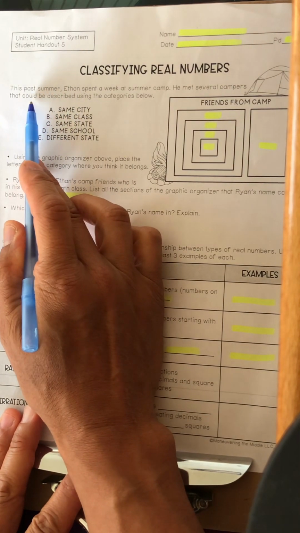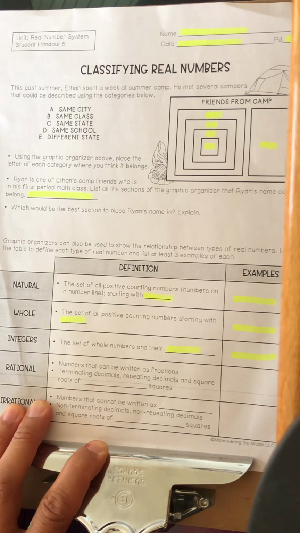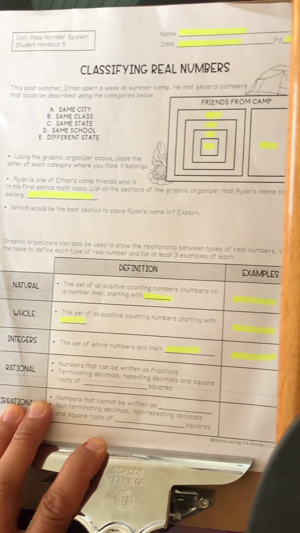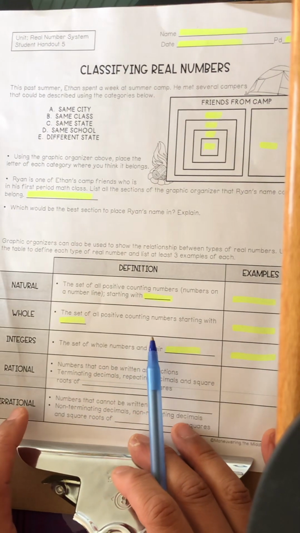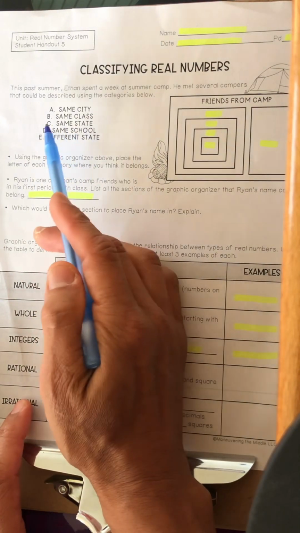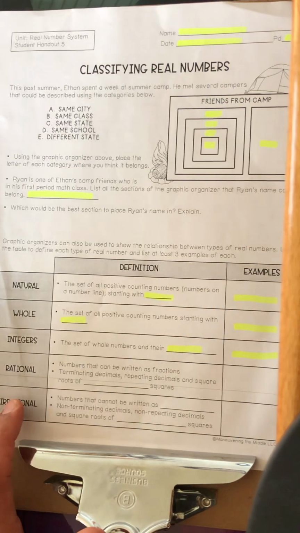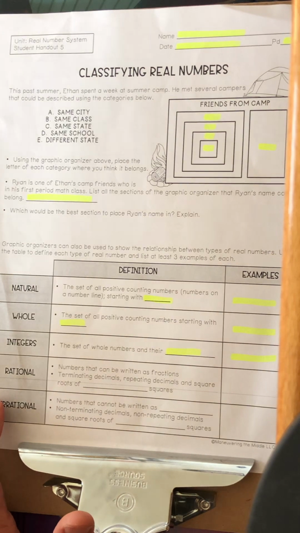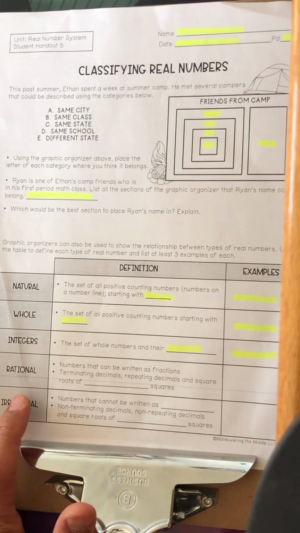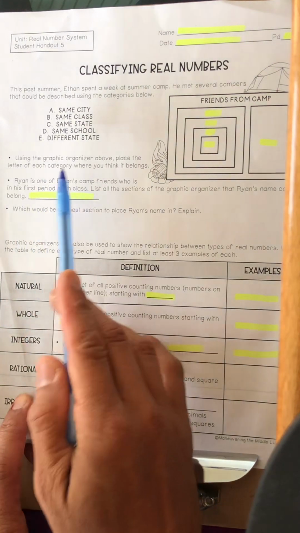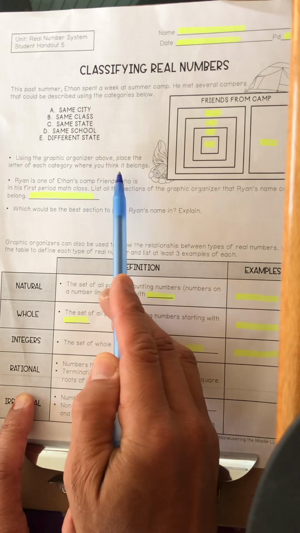Let me read this. This past summer, Ethan spent a week at summer camp. He met several campers that could be described using the categories below. So we have 5 categories of campers that Ethan met at the camp. A is the same city, B is they came from the same class, C, they're from the same state, D, the same school, and E, they come from a different state. Using the graphic organizer above, place the letter of each category where you think it belongs.